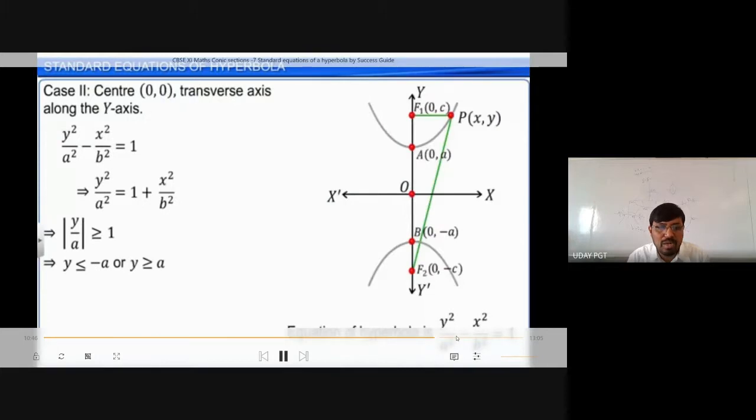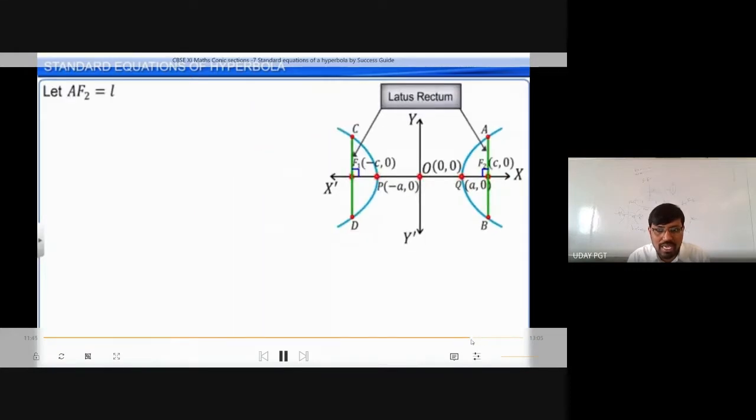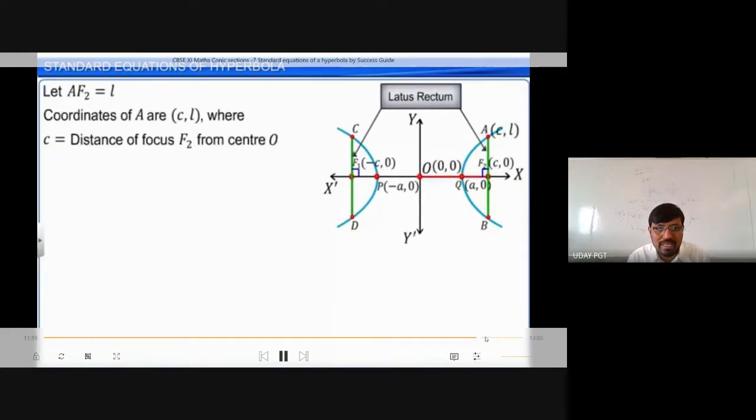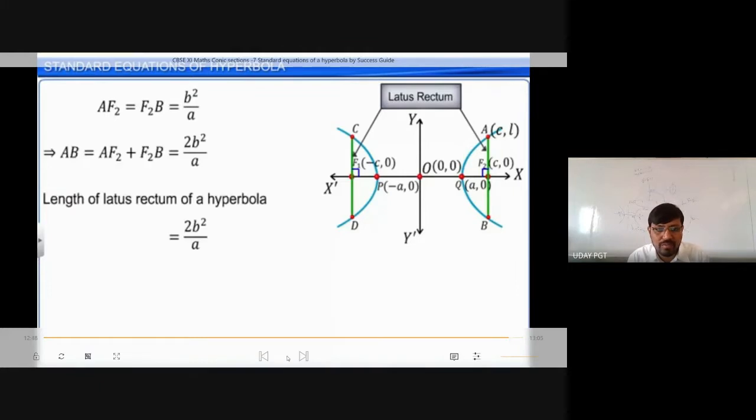So when you consider the equation of the hyperbola, the length of the latus rectum, when you take that, is the distance between the two points on the line through the focus. The length of the latus rectum is 2b square by a. Okay.